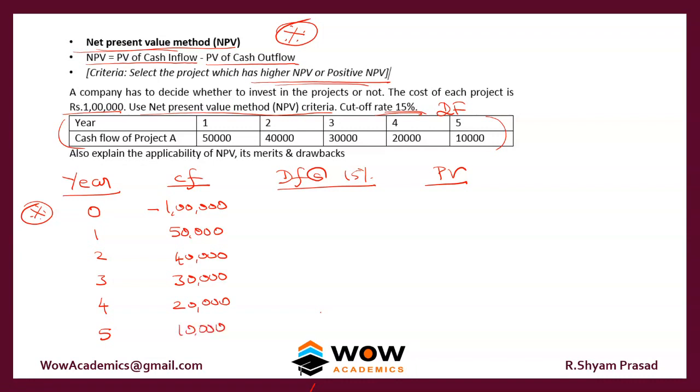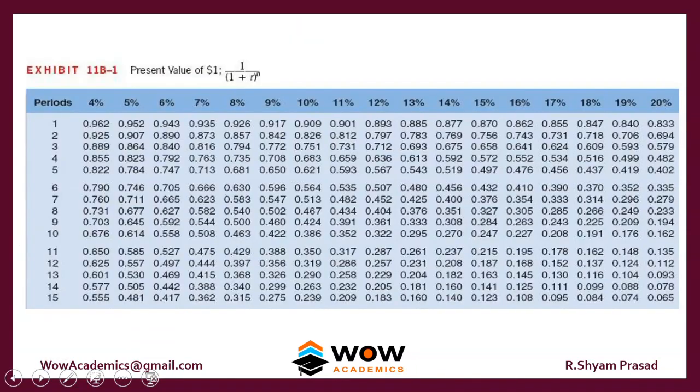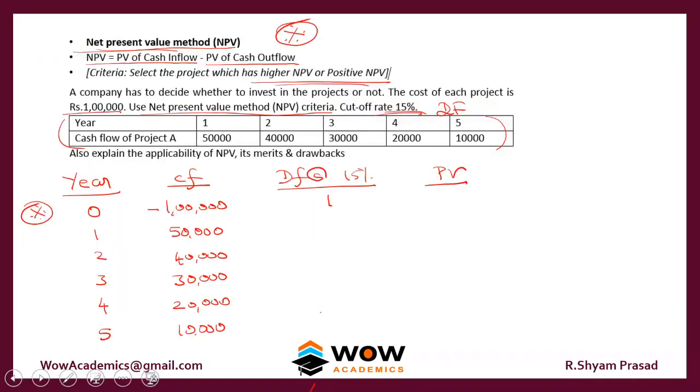So the discount factor for the first year is always 1. The 0th year is always 1. Okay. From there on, we have to do the discount factor numbers. So discount factor is 15%. We look at the present value table. If you look at the present value table, you can get the answer quickly. So these are the numbers that we need, so we got these numbers.